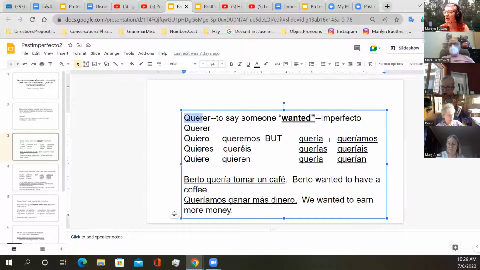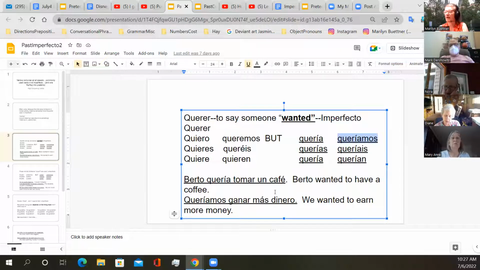So it's quería, I wanted. Querías, you wanted. Quería, he or she wanted. Querían, they wanted. Queríamos, we wanted. Wanted, keep it in imperfecto. You don't have to decide, do I do preterite? Do I do the other? You don't need to decide. When we're talking about the emotional or mental feeling of somebody wanting, it's always going to be imperfecto.